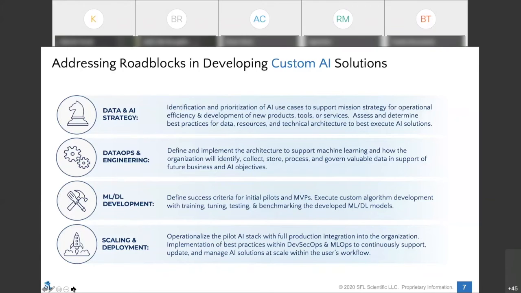After that, it's time to think about the data engineering pipeline. How do we collect? How do we store? Are we anonymizing? Are we governing? How are we scaling our data? Do we need to authenticate?